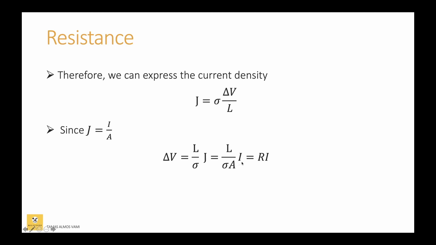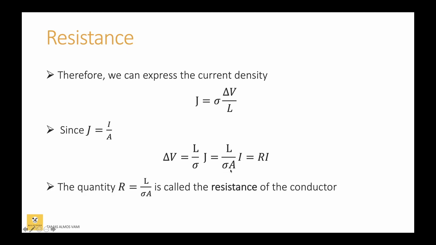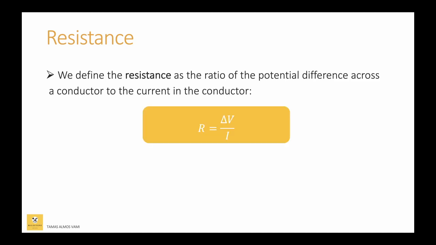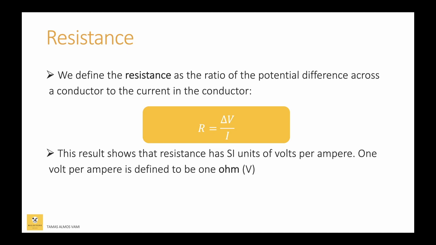So with this, we now have I, the current, and we have this L over sigma A, which we call the resistance of the conductor, and we denote it with the R. And with this, we get that R equals the potential difference divided by the current, and that's the form of Ohm's law that you are probably already aware of. And this is not really the original law, but a direct consequence of it. And we should also add that the unit for the resistance is ohm.